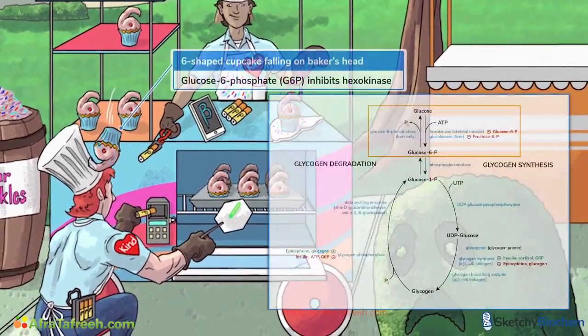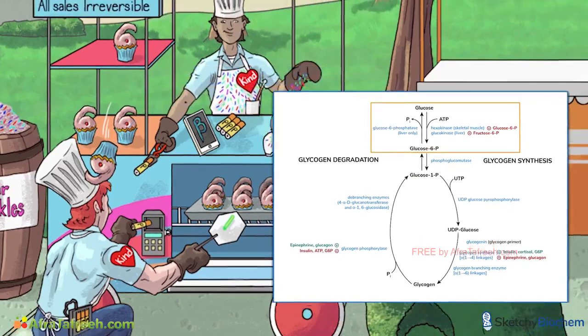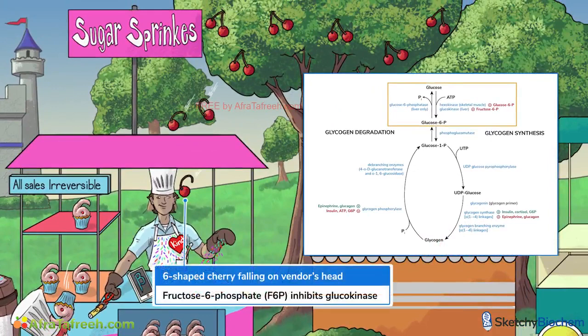Okay, so let's talk about inhibitors. As we discussed in the glycolysis sketch, G6P, the product of step 1, inhibits hexokinase via product inhibition. On the other hand, fructose 6-phosphate, or F6P, inhibits glucokinase. Speaking of things falling on heads, the vendor better watch out for that 6-shaped cherry.